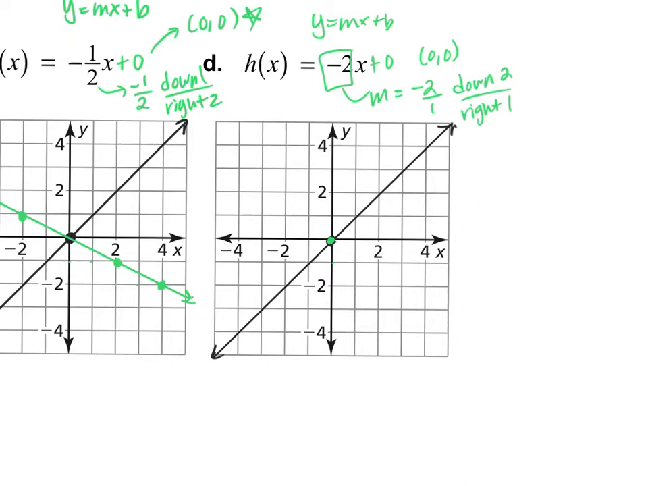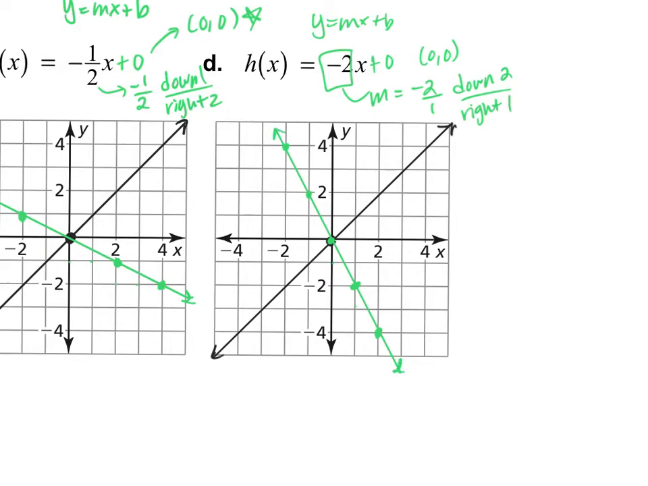Oh, wait. Down 2, right 1. Then we're going to go up 2, left 1. There we go. Had it wrong there for a second. And let's draw our line here. Oops, that didn't work. Let's try this again. Draw our line. Perfect. All right.